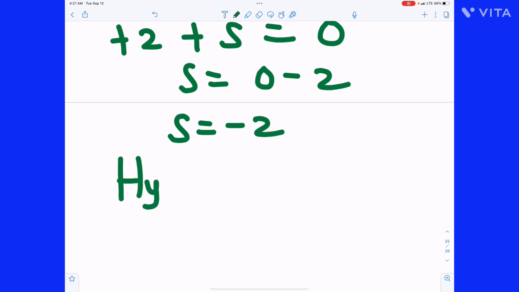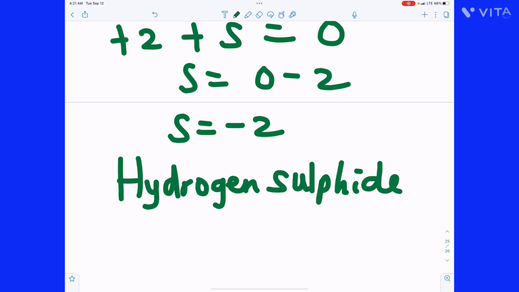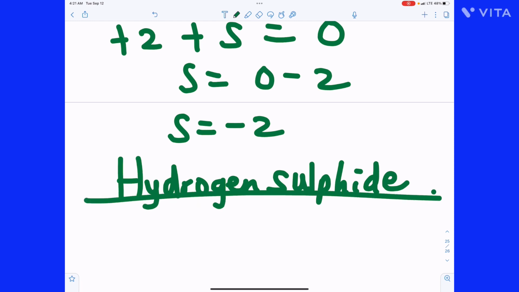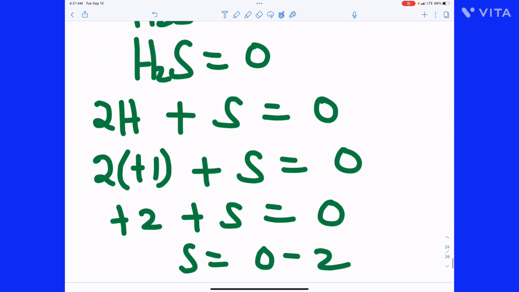We simply call the compound, I think we have named this before, but let's do it again, we could simply call the compound hydrogen sulfide.